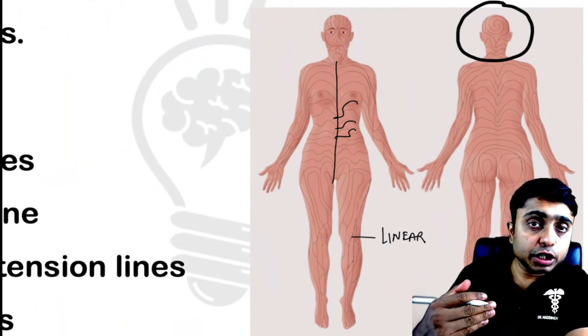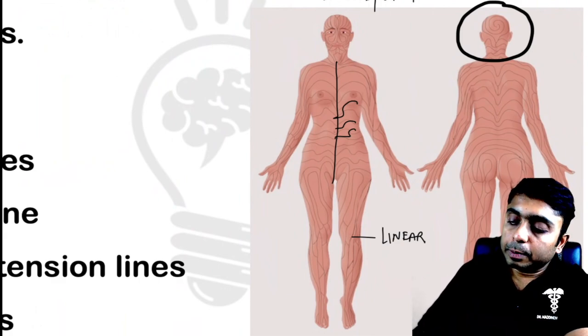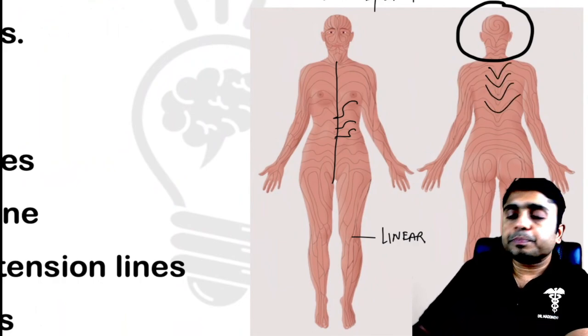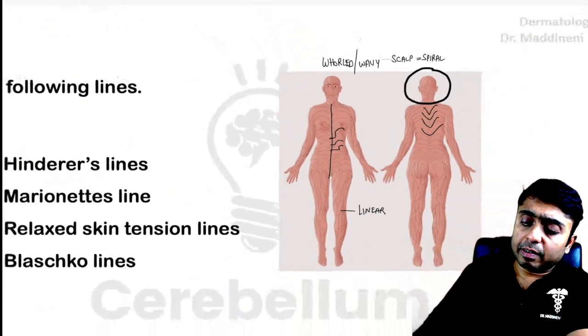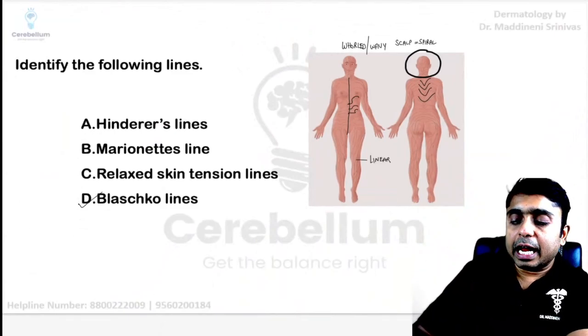There is a midline demarcation, and you can say the overall arrangement of these lesions is in a whorled or wavy pattern. And over the back, you are able to see that they are V-shaped. So with all these classical features which you are able to see in this image, if you have marked the answer as option D, Blaschko's lines, you are absolutely correct.